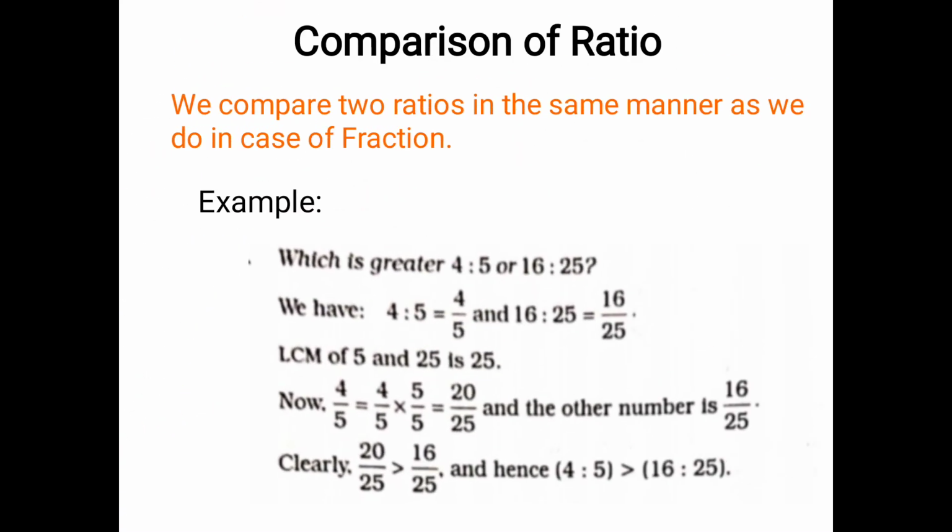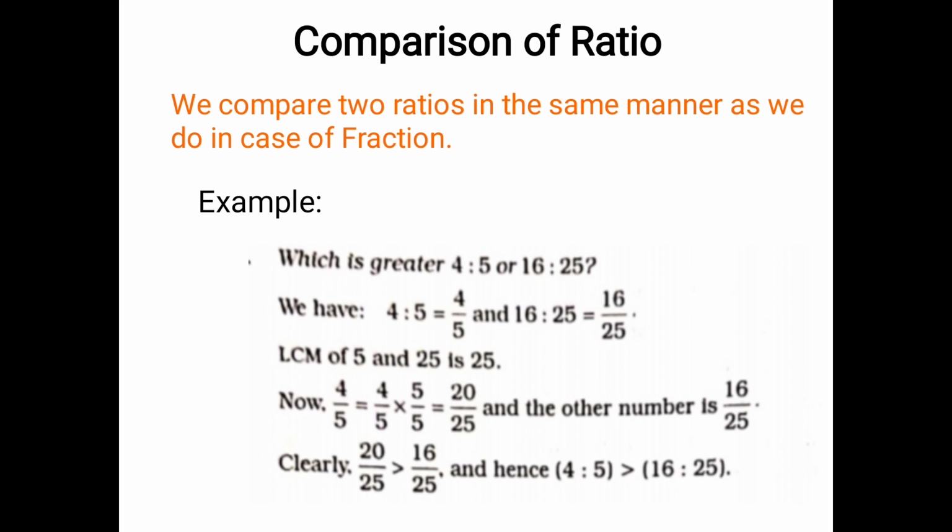And then this is the last topic, comparison of ratio. Previously we have seen how to find the number if they are given in the ratio. Now we are going to learn how to compare the numbers if they are given in the ratio. For everything we have to convert to a fraction first, then we can find the answer. We compare two ratios in the same manner as we do in the case of fractions. Okay, so the first example is, which is greater, 4:5 or 16:25.